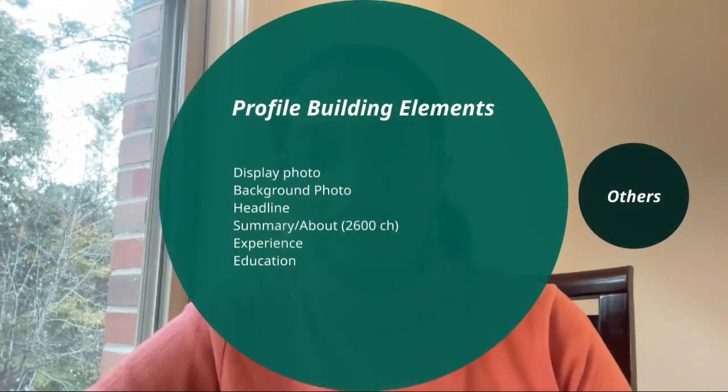The next is the summary or the about section. Now, this is a very interesting space to talk about yourself. There's a word limit of 2,600 characters, which is broadly 350 to 400 words. Good enough to talk about yourself.